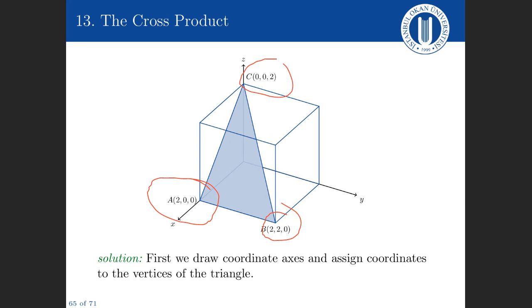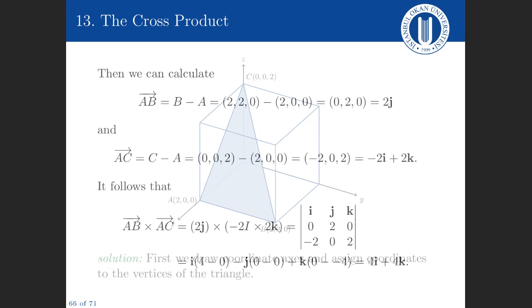Then we can proceed as we did before. We have a triangle and we know the coordinates of the corners. We can find 2 vectors. We're going to find the vector AB and the vector AC, then their cross product, and then the area will be half of the norm of their cross product.